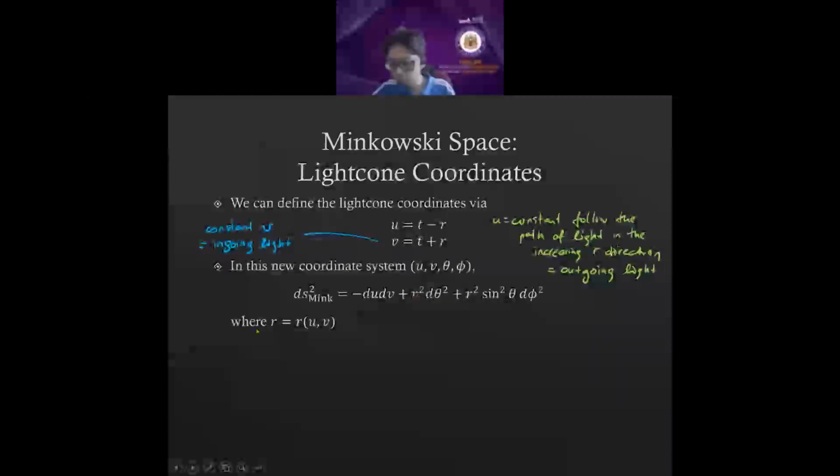Where this r over here must be implicitly defined in terms of u and v. So I still leave it as r, but really we should understand that this is r as a function of u and v. To be more precise, what do we have here? If we subtract v minus u, it is going to give us 2r. So we divide this by 2. Okay, so this is our r in this new coordinate.